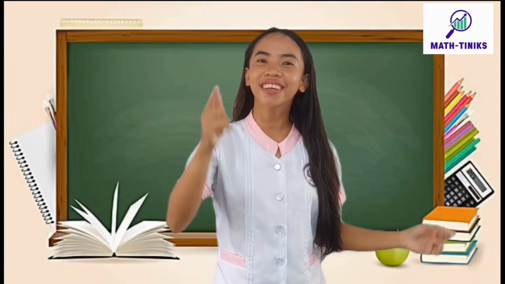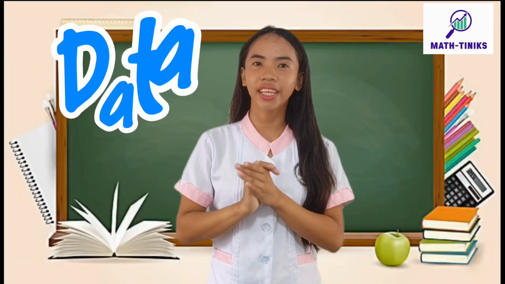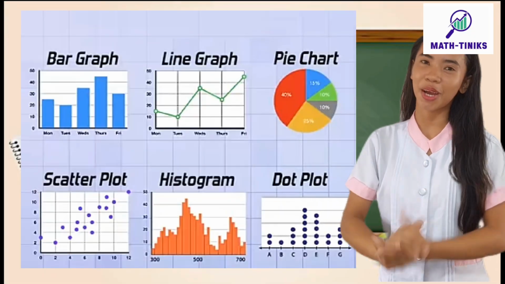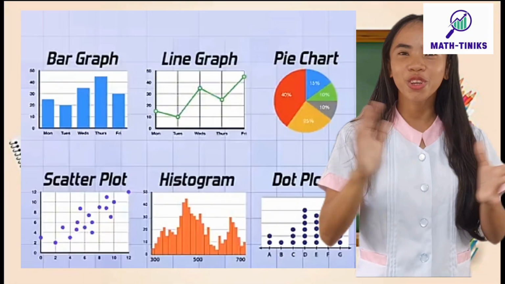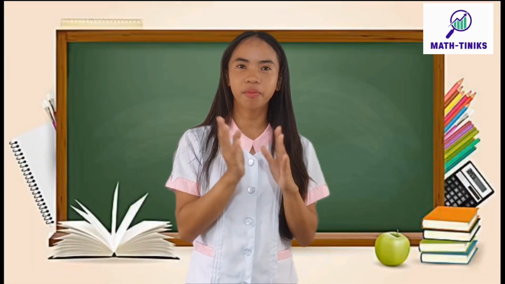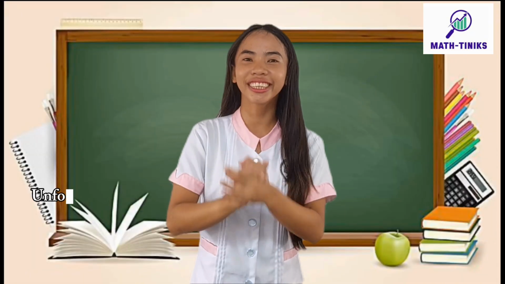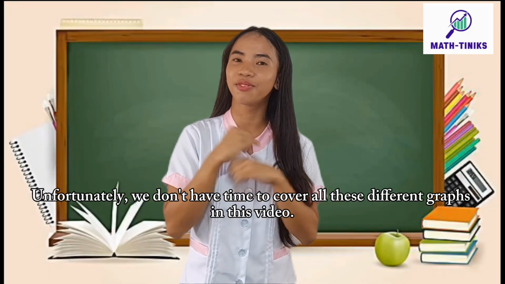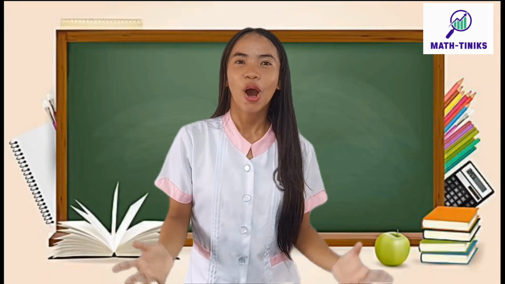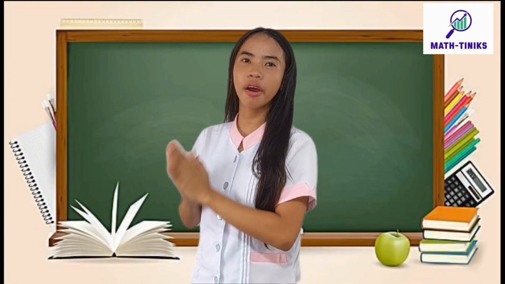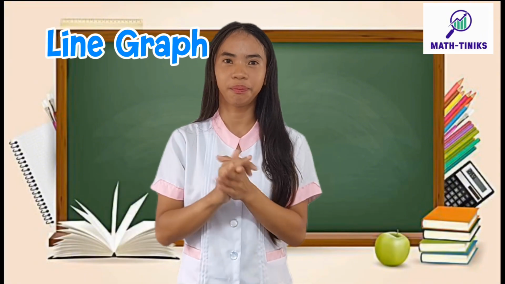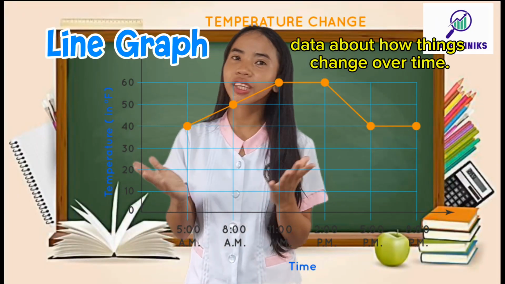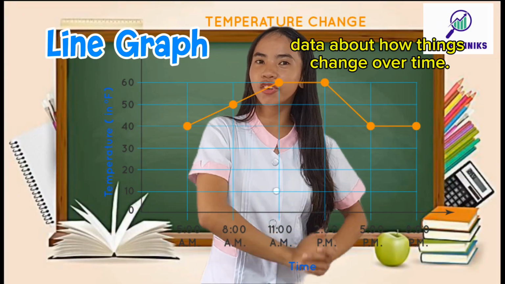Of course, bar graphs aren't the only way to turn data into a graph. There are actually many different kinds of graphs, some of which are better than others for certain types of data. Unfortunately, we don't have time to cover all these different graphs in this video. Instead, we'll just focus on one more very common option called a line graph. Line graphs are great for many types of data, especially data about how things change over time.